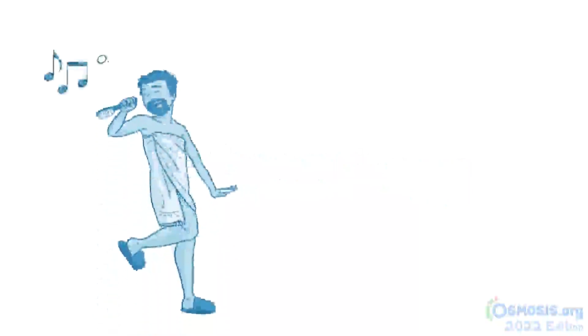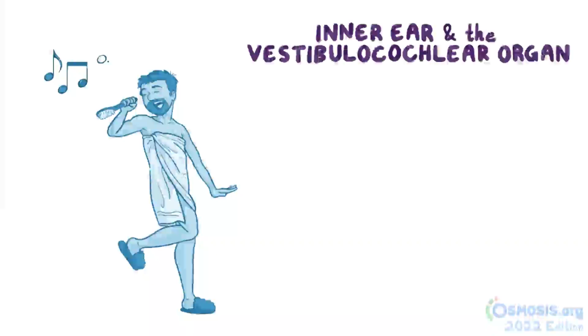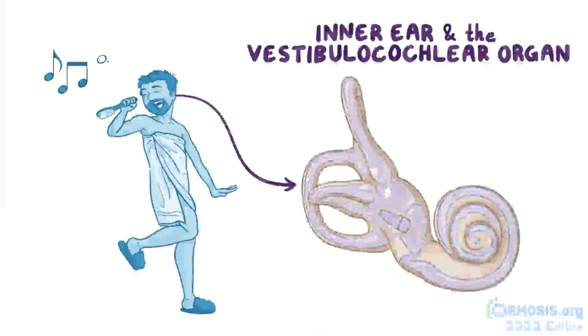How is it you can listen to your favorite song, close your eyes, dance, and not fall on your face? Well, there's a little thing called the inner ear that contains the vestibulocochlear organ, which gives you the ability to perceive sounds and maintain your balance.